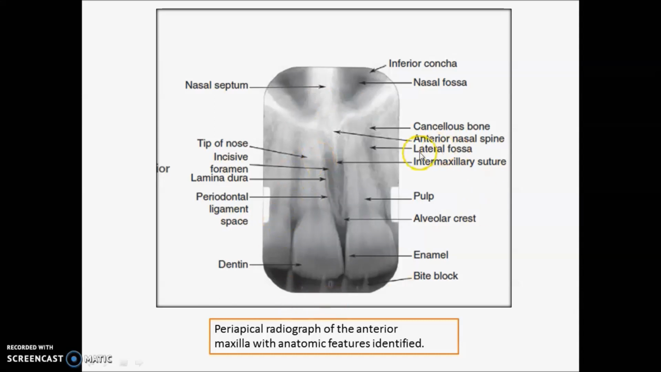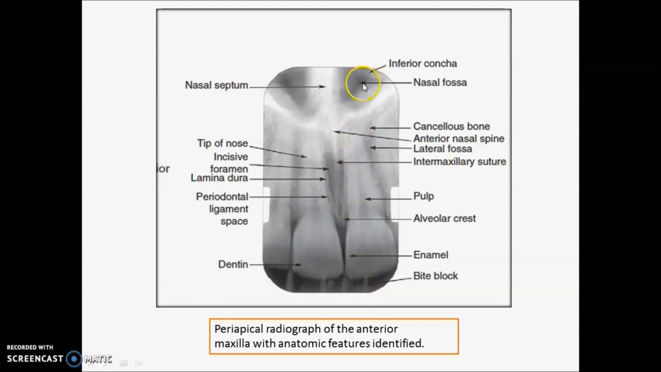So let us understand this anterior maxilla. First we'll see the midline. This is your nasal septum, which will become your anterior nasal spine around your tooth. Please remember. Then you can see this is your intermaxillary suture, and here you can see your alveolar crest. This radiopaque area is your enamel. This little radiolucence you can see, that is your dentin, and this is your bite block. And in the center you can see the pulp.